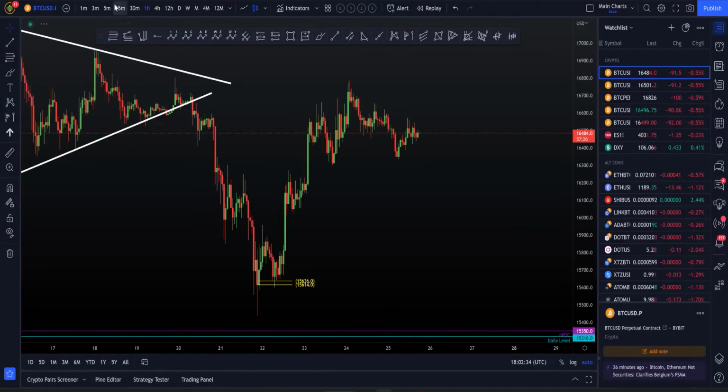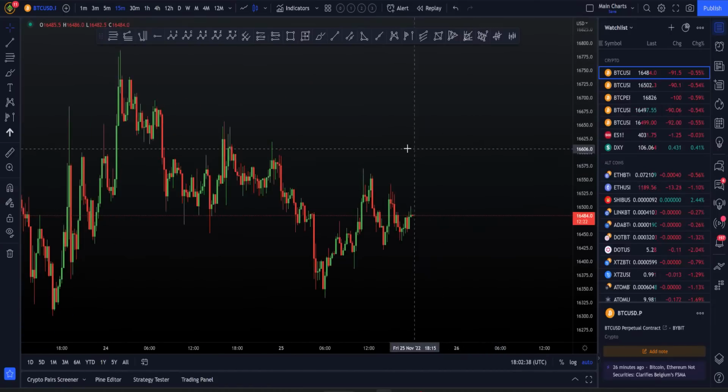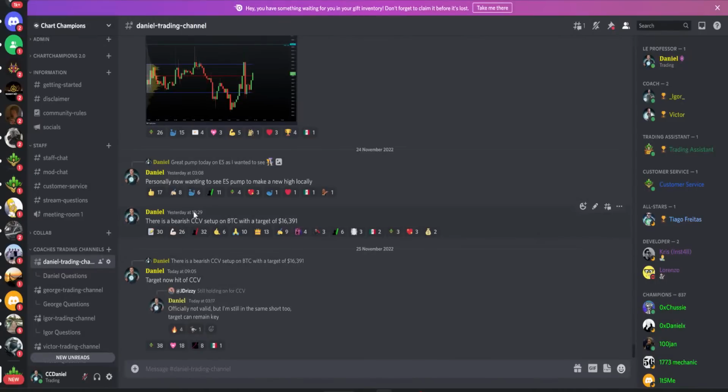Within this, locally here on the smaller time frame, we had a CCV setup, which at the time was a bearish setup. We had this setup yesterday at 10 a.m. UK time. I said to my team, there is a bearish setup on Bitcoin with a target of 16,391. I did also confirm within the questions that yes, I have taken this short position. This for me is a valid trading setup. Stop loss above the high that was made. Let's see how that goes.